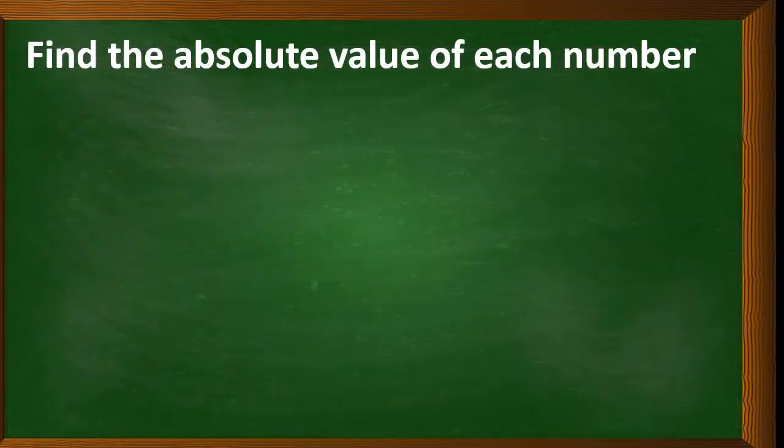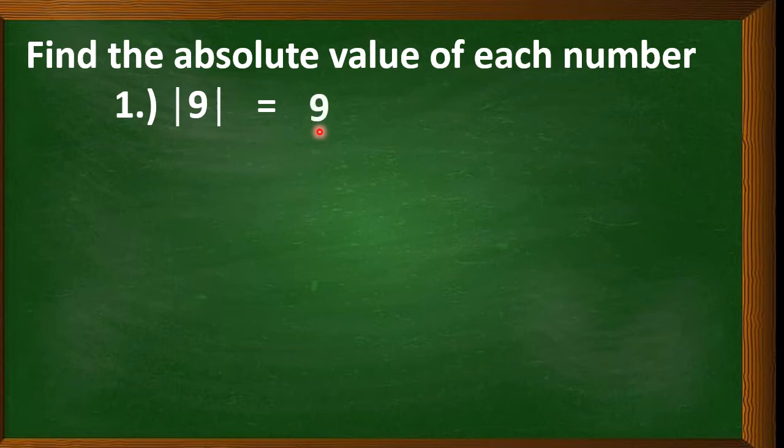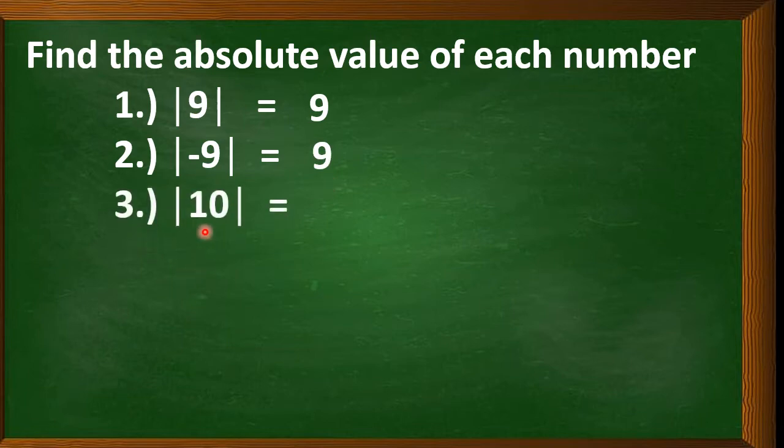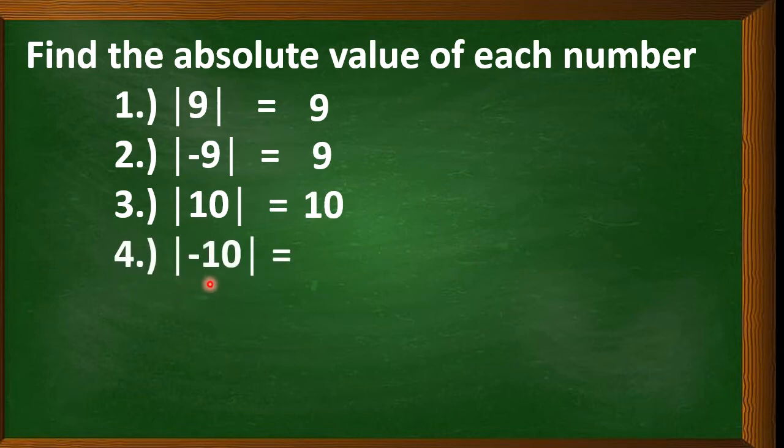Now let's have more exercises in finding the absolute value of a number so you will be familiar with this. Number 1. What is the absolute value of 9? Of course, it is equal to 9. How about absolute value of negative 9? That is also equal to 9. And how about absolute value of 10? Of course, that is equal to 10. How about absolute value of negative 10? Same. That is also equal to 10. How about absolute value of 0? Of course, the absolute value of 0 is equal to 0.